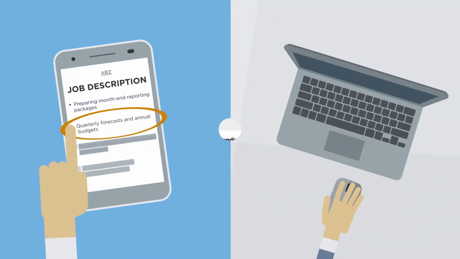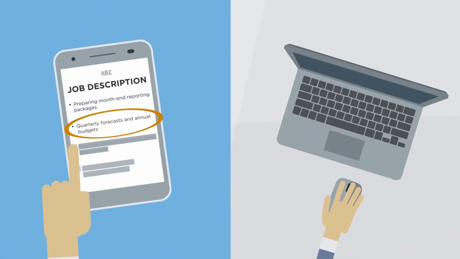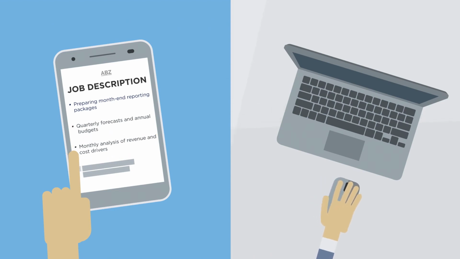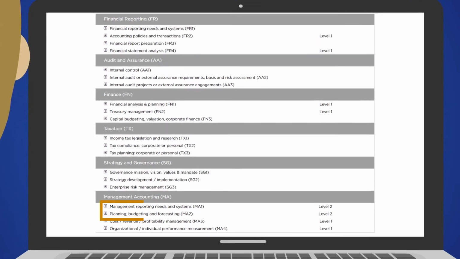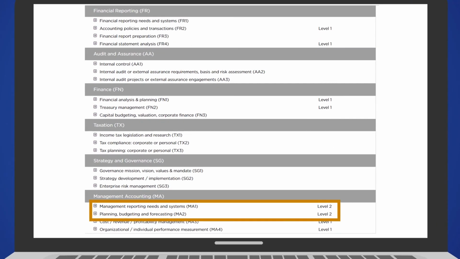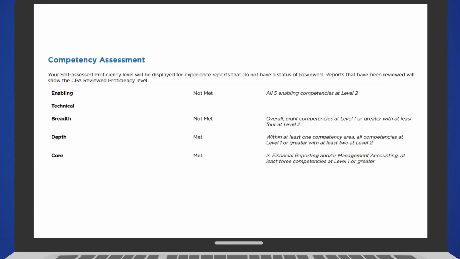Jason repeats this process for his other key job duties. He also self-assesses at Level 2 in MA2 based on work performed on 2 annual budgets and quarterly forecasts. The proposed Level 2s in MA1 and MA2 would support a depth in management accounting. He also has self-assessed as having met the core requirements.